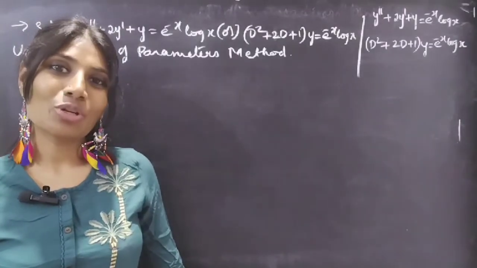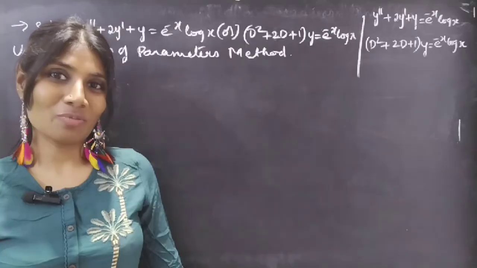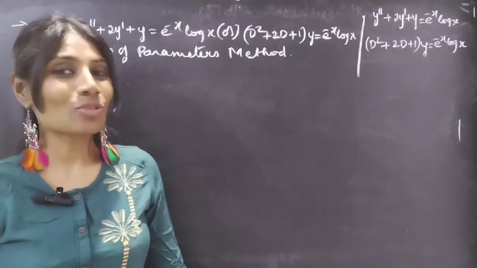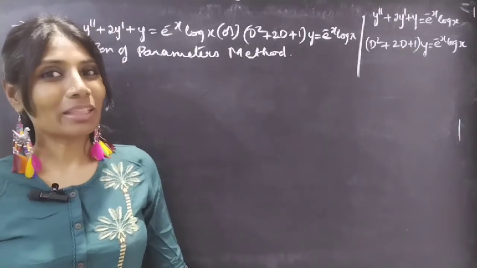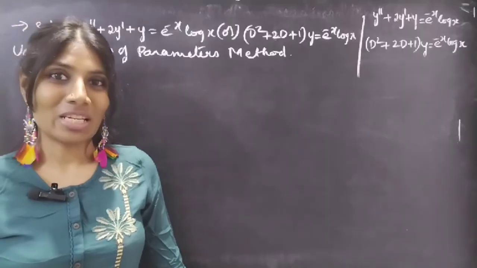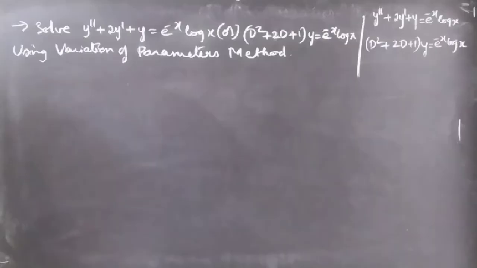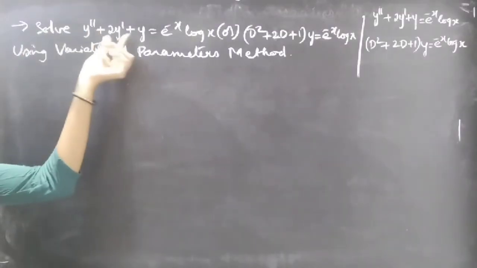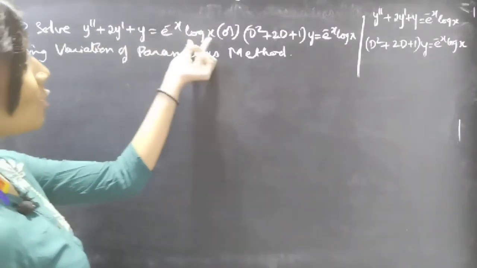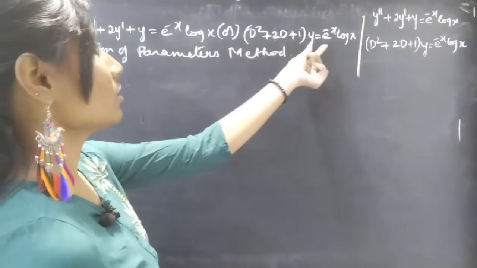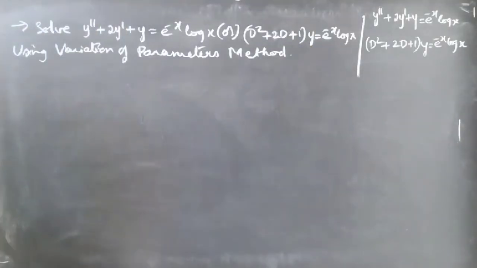In this video, we are going to solve a differential equation using the variation of parameters method, part 3. So we are going to use another method to solve the given differential equation using variation of parameters. So let's get going. Problem: solve y double dash plus 2y dash plus y equal to e power minus x log x, or D square plus 2D plus 1 into y equal to e power minus x log x, using the variation of parameters method. So we are given a differential equation of order 2.